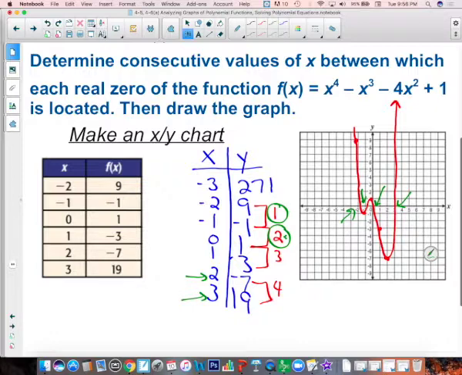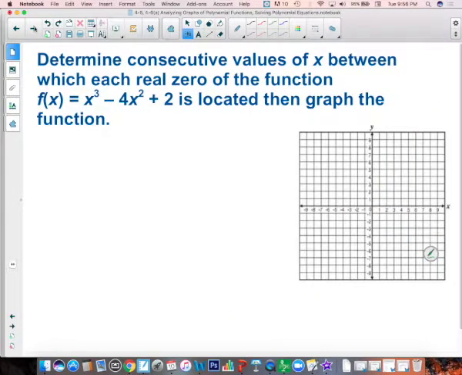So I want you guys to try one on your own. All right, so pause the video. You guys need to make an XY chart and see if you can figure out where the zeros are. All right, back to the video.